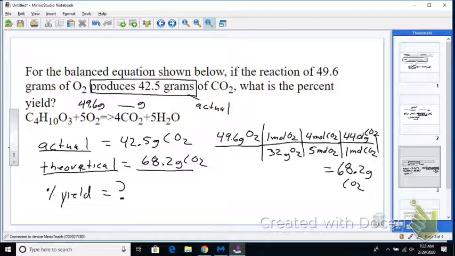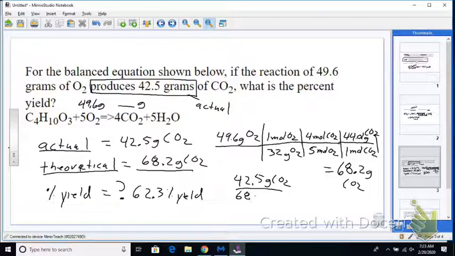So then what I need to do is take the 42.5 divided by the 68.2 times 100, and I get 62.3% yield. So that would look like this: 42.5 grams is the actual yield, divided by 68.2 grams, that's theoretical yield, times 100, and this is what I get, 62.3%.